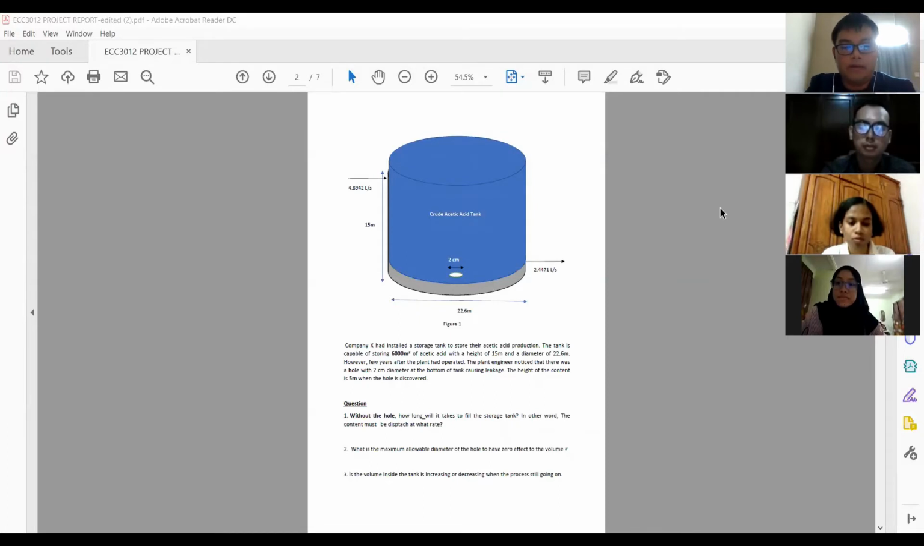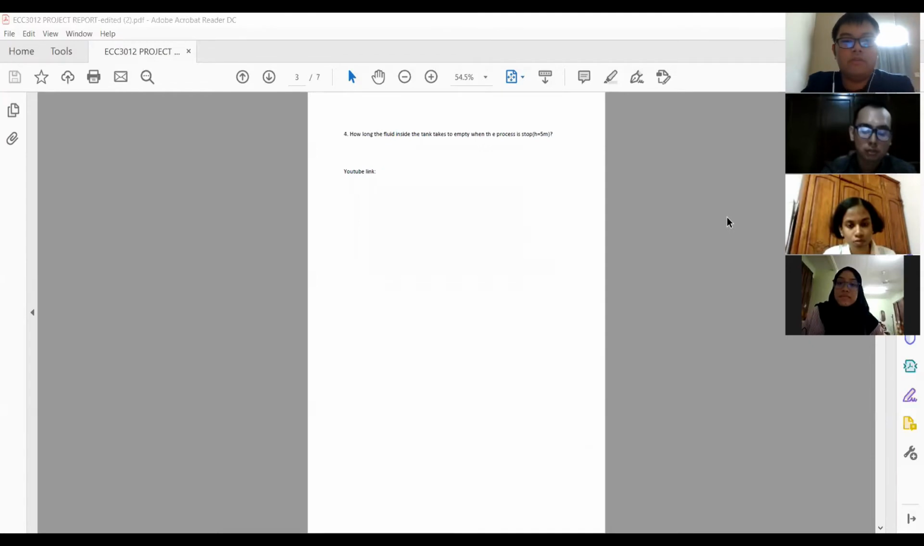So our problem is, first, without the hole, how long will it take to fill the storage tank? In other words, the content must be dispatched at what rate? Secondly, what is the maximum allowable diameter of the hole to have zero effect to the volume? Third, is the volume inside the tank increasing or decreasing when the process is still going on? And the fourth question is, how long will it take for the fluid inside the tank to be empty when the process is stopped? So now, without further ado, I would like to invite my team member to explain to us the solution.